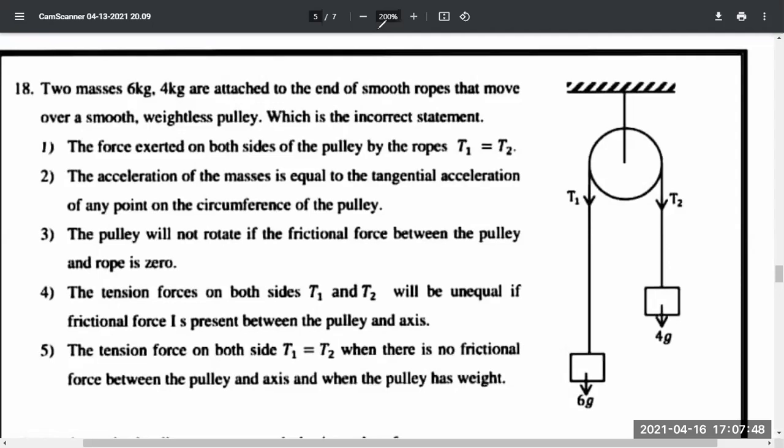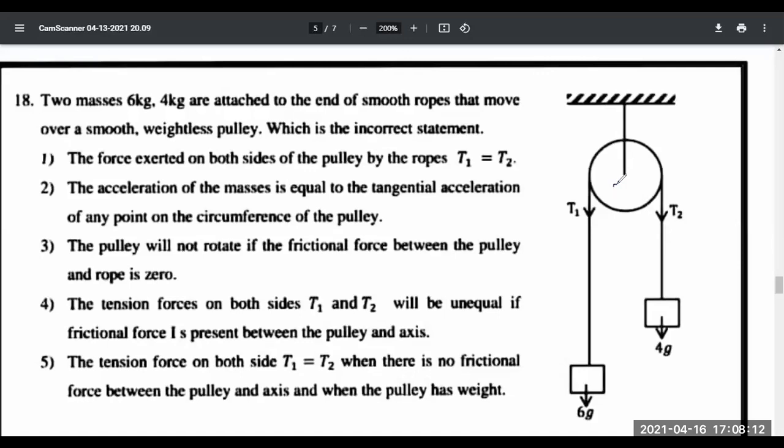18th one. Two masses, 6 kilogram and 4 kilogram, are attached to the ends of a smooth rope that moves over a smooth, weightless pulley. So the rope is smooth, the pulley is weightless and smooth. Which is the incorrect statement? Careful, they are talking about the incorrect statement. So we have to find out which one is wrong.